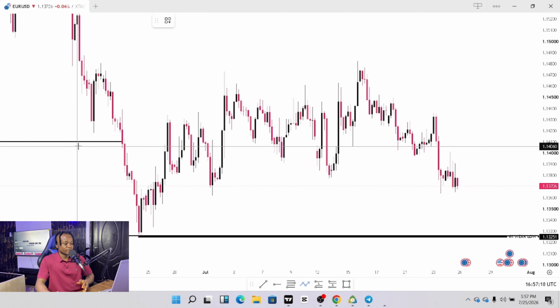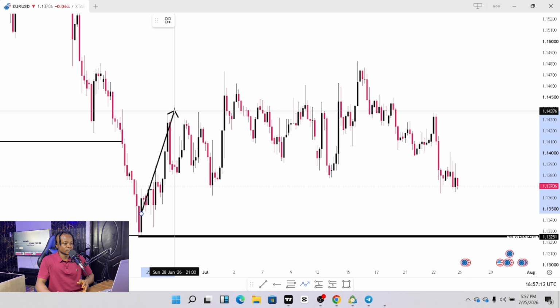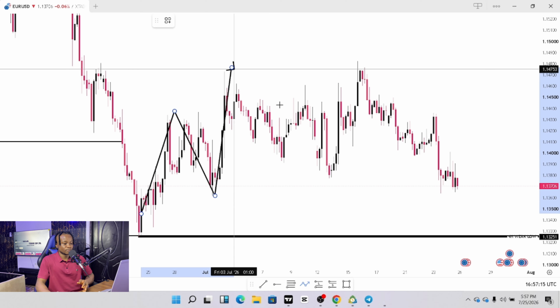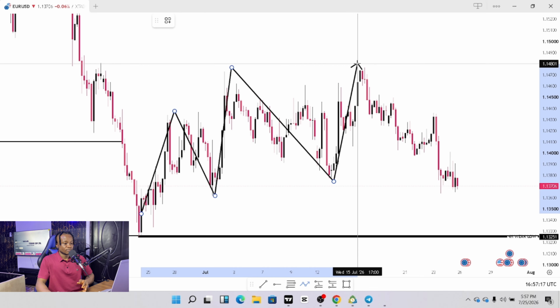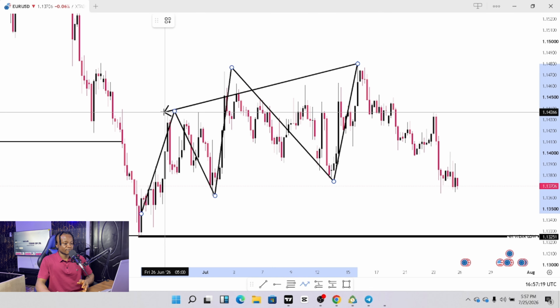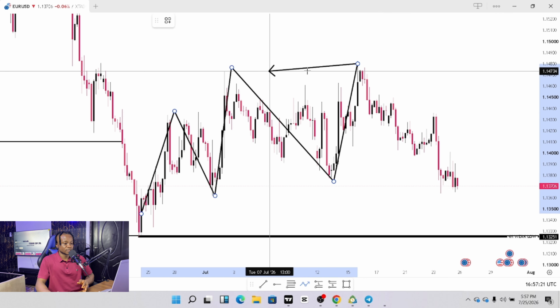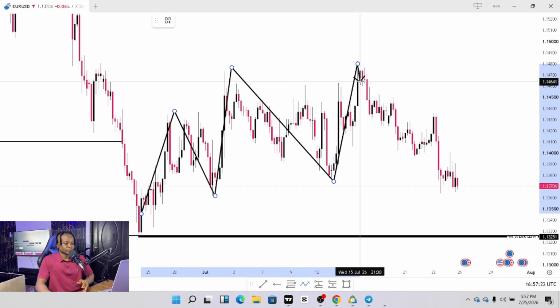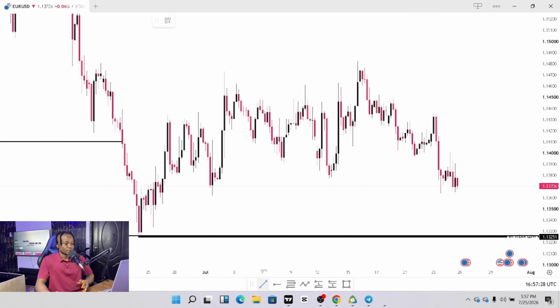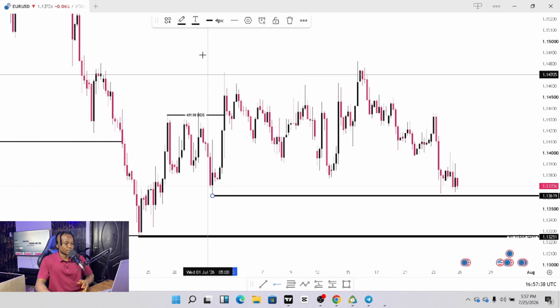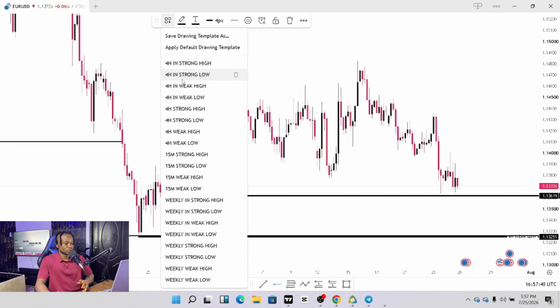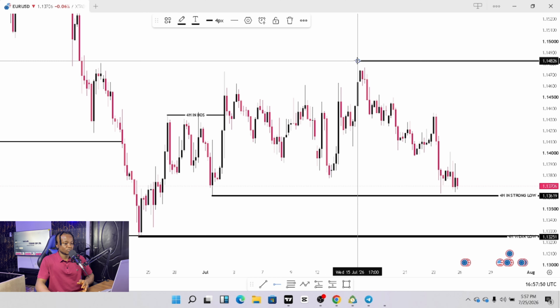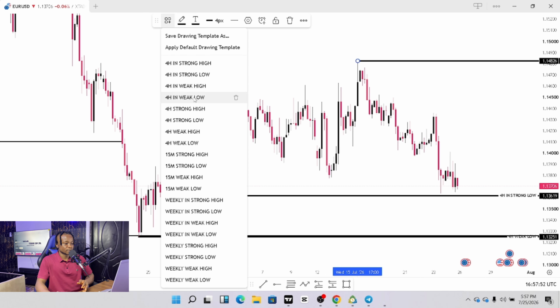You can see that after this break of structure here, Euro USD started pushing up, but failed to break this high. After breaking this one, it failed to break this high, and now it's selling off. This will be our internal break of structure, and this will be our internal strong low. Then this will be our internal weak high.